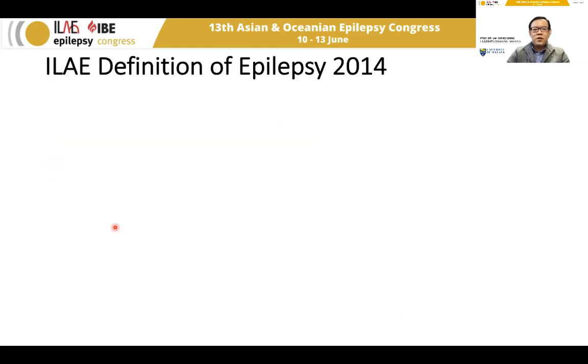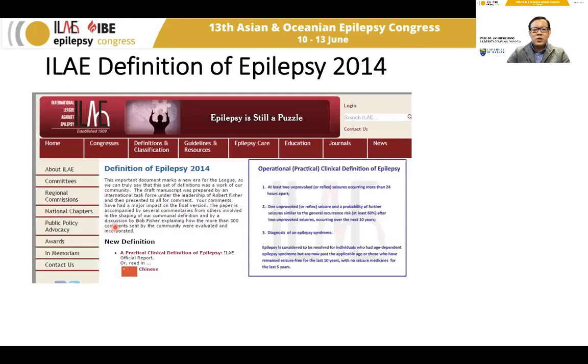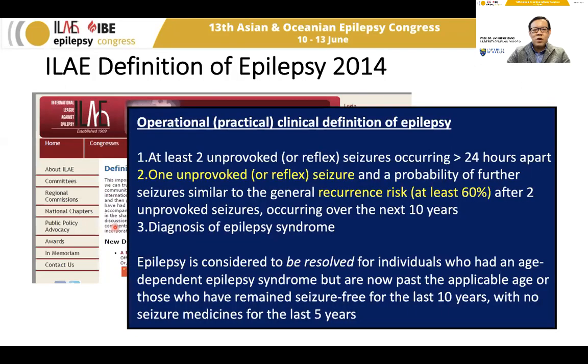By the 2014 ILAE definitions, we know that for those with two or more unprovoked seizures occurring more than 24 hours apart, we can define these patients as having epilepsy. This is similar to the definition in the past. However, for one unprovoked seizure, if the recurrence risk is 60% or more, then they can also be defined as having epilepsy.